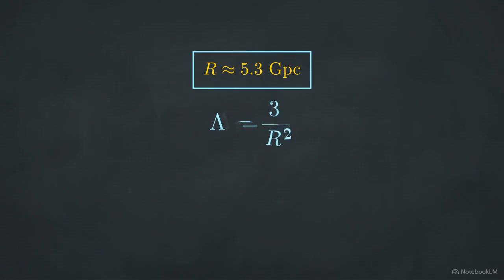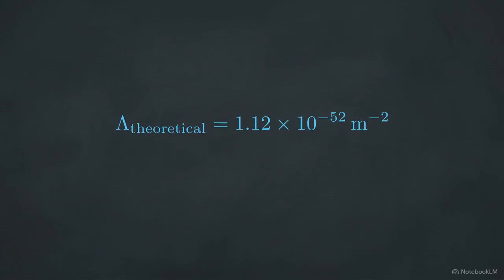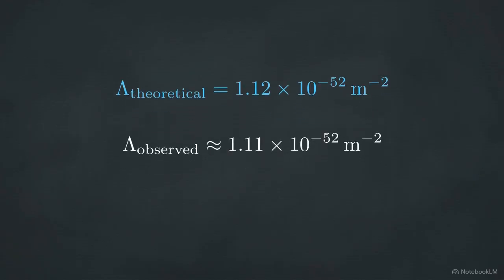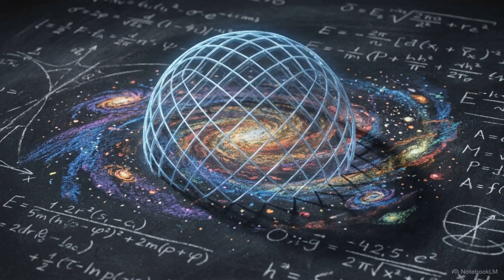Plugging 5.3 gigaparsecs into our formula yields a theoretical lambda value of 1.12 times 10 to the negative 52 per square meter. This prediction is nearly identical to astronomical observation, showing agreement within 2%. Spatial topology derives the exact value of lambda, bridging the 122 order of magnitude gap without requiring new physics.